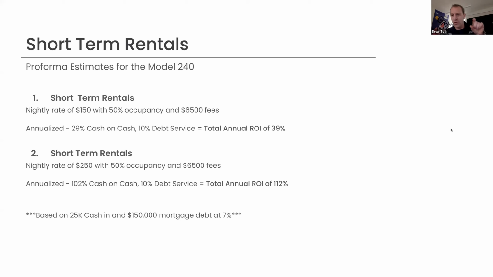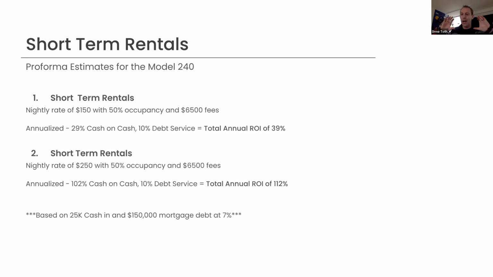And then I also did a short-term rental with a higher performing nightly rental of $250. Now, if you're going to get $250, you're probably going to need to put a nice barbecue, a nice deck out there, maybe a hot tub, and you're going to have that better backyard location. So I just sort of give you some context on that. So with a 50% occupancy, $250 nightly rent, again, $6,500 fees, you would do an annualized of about 102 and debt servicing of 10 for about 112% annualized.